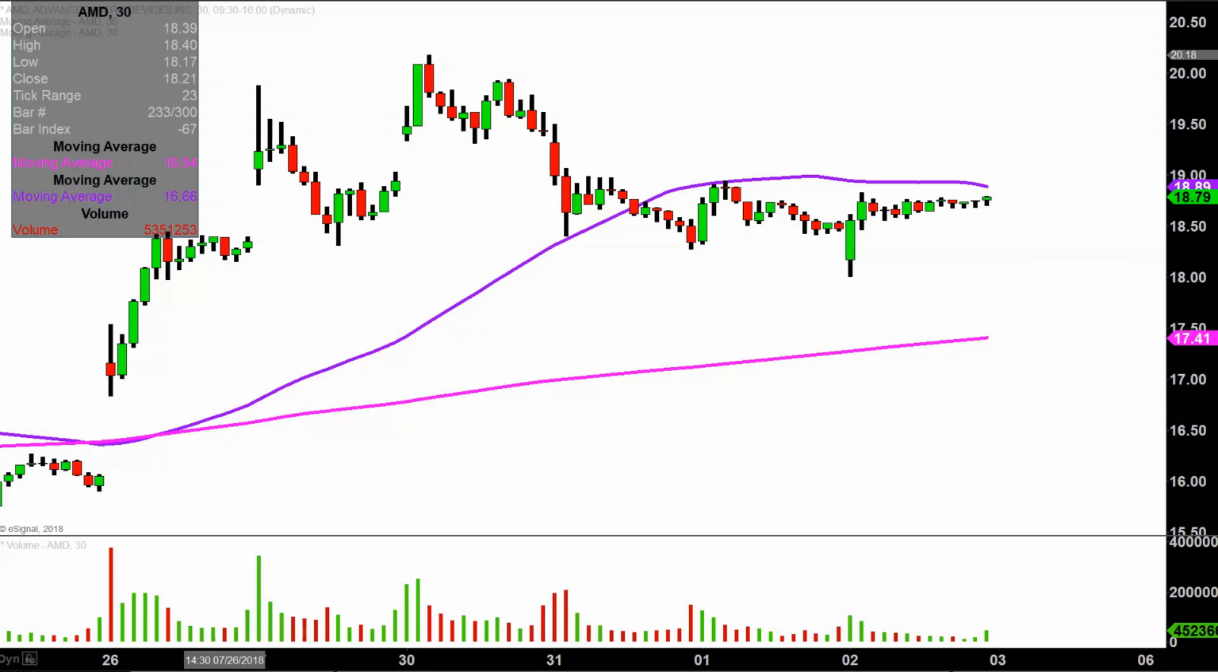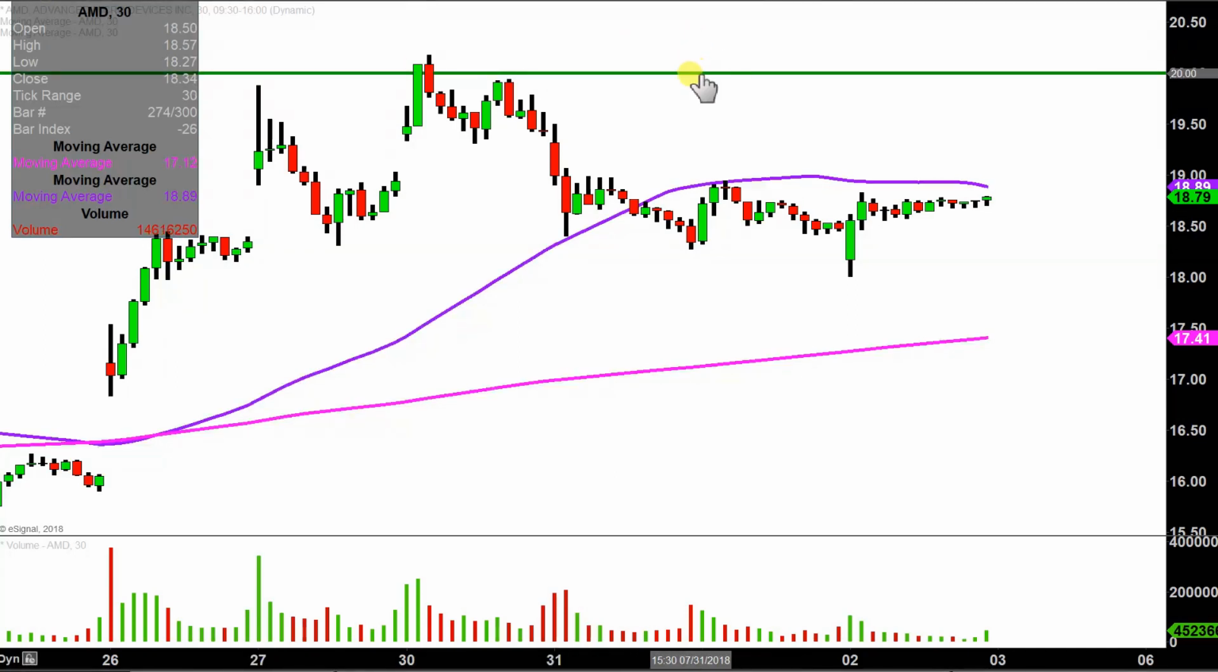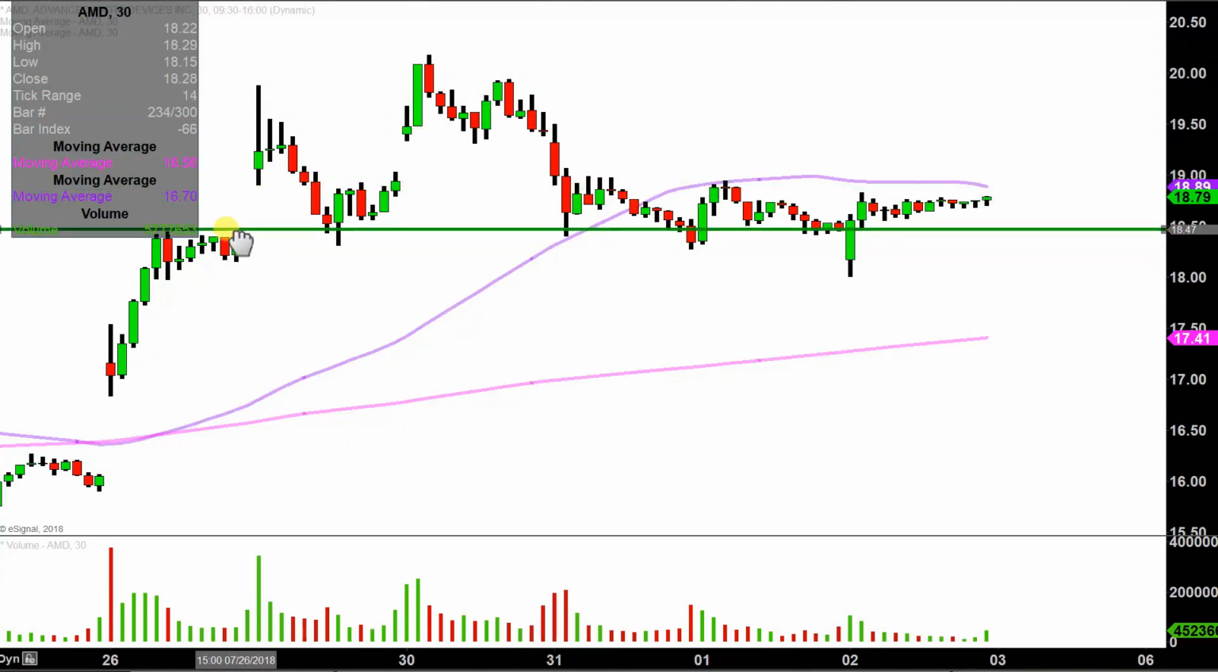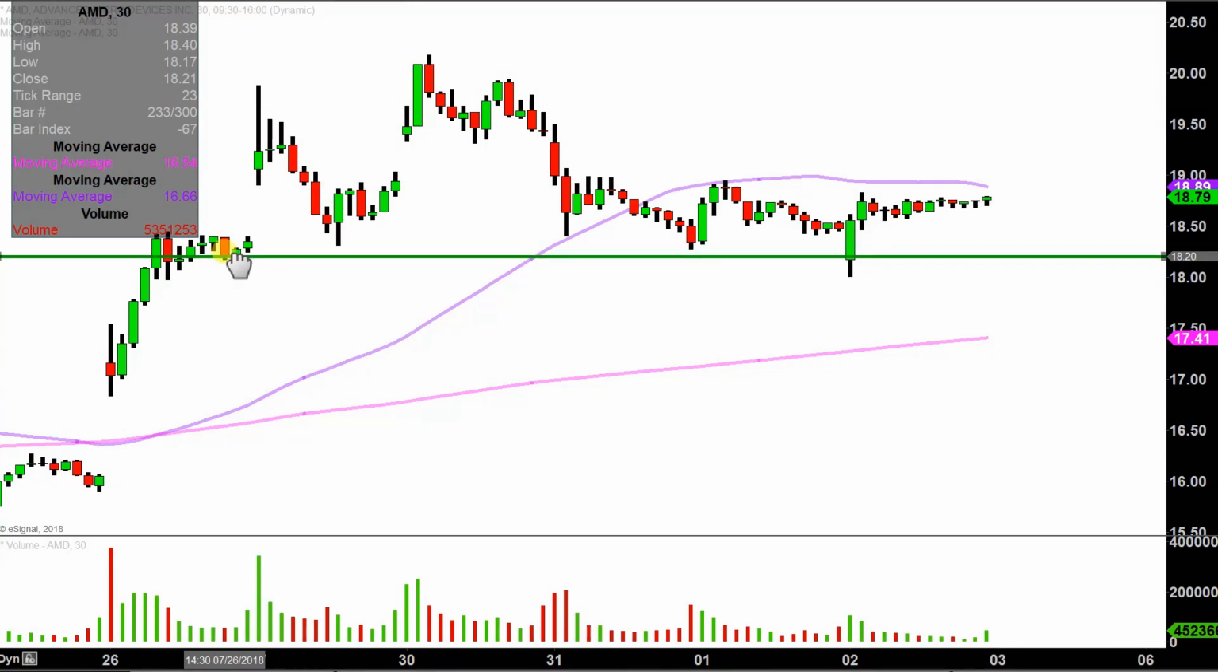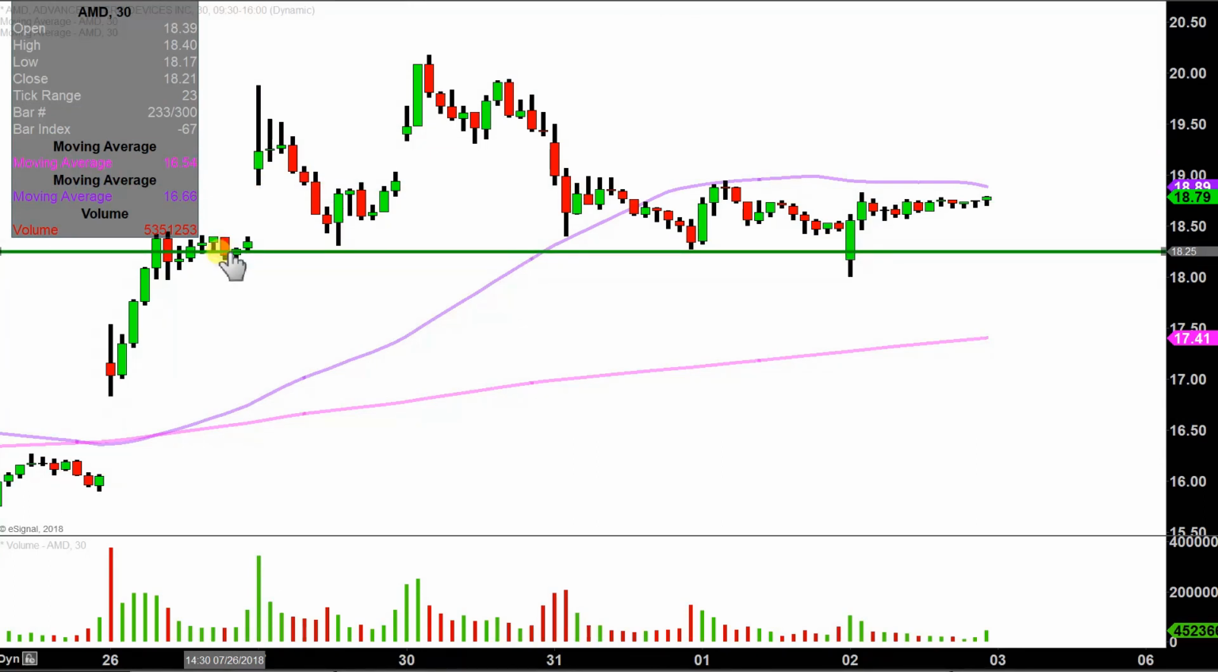The one level that really stands out to me, and I don't want to come across like this is some sort of great discovery on my part, a lot of people are watching this level, and that is right here around $18.25. If you go down through the history, you can see quite a bit of history of acting as support. Didn't quite hit it, but general vicinity acting as support. And then this morning, yeah, the price did drop below it, but as you can see, that didn't last very long, and the price quickly got back above it and then closed well above it.